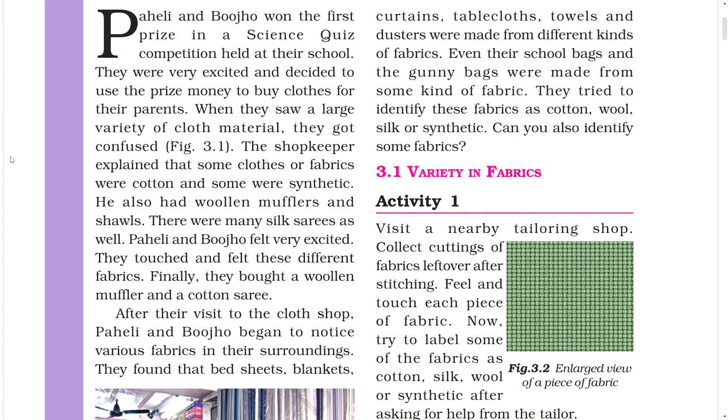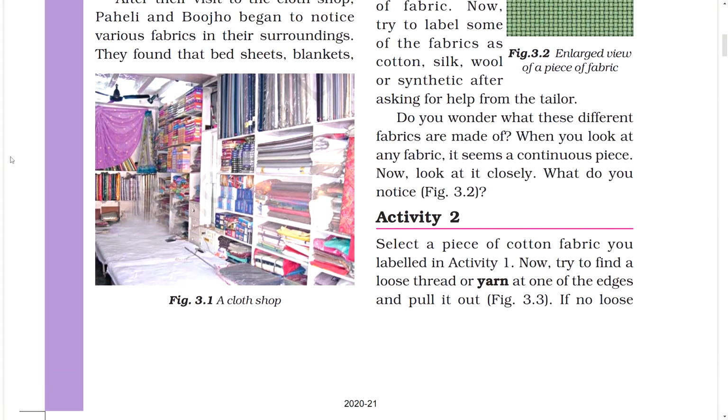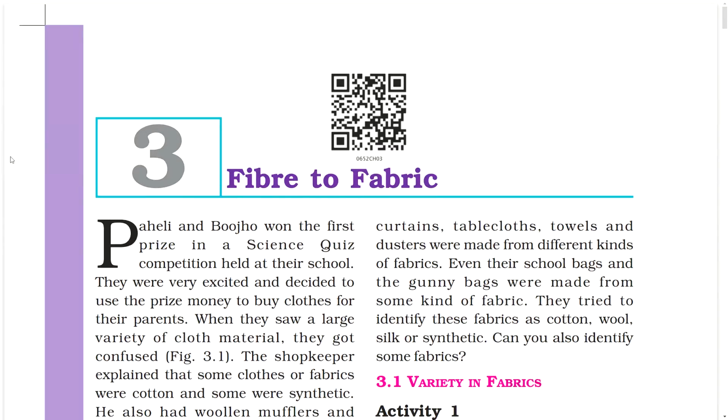After their visit to the cloth shop, Paheli and Boojho began to notice various fabrics in their surroundings. They found that bed sheets, blankets, curtains, tablecloths, towels, and dusters were made from different kinds of fabrics. Even their school bags and the gunny bags were made from some kind of fabric. They tried to identify these fabrics as cotton, wool, silk, or synthetic. Can you also identify some fabrics?